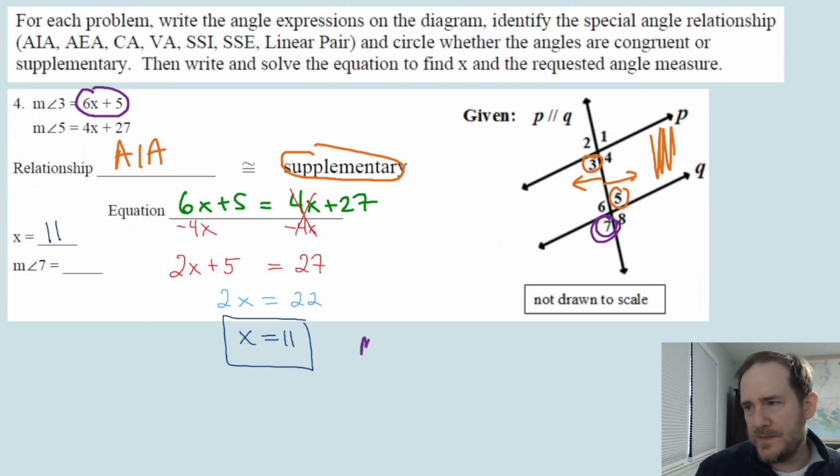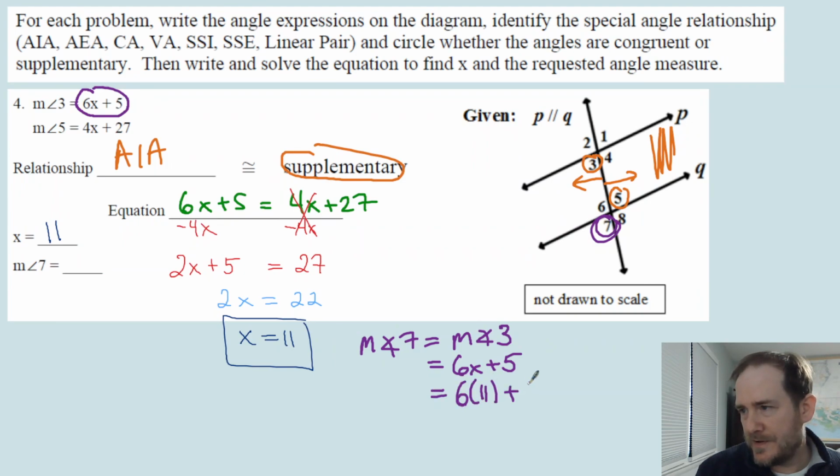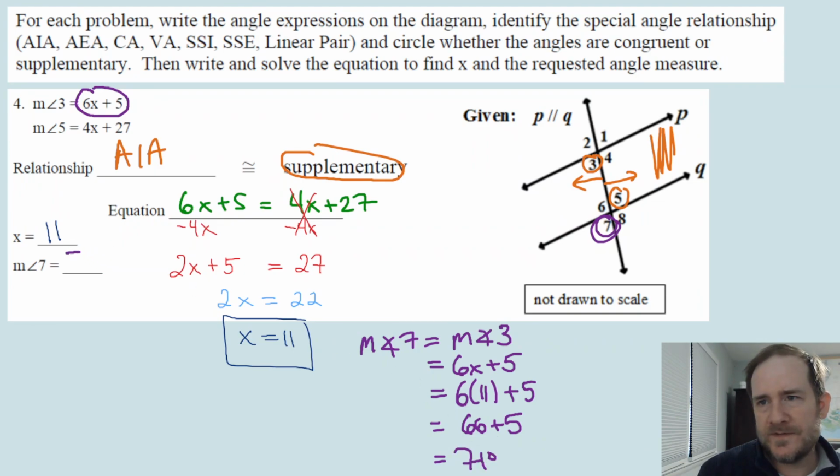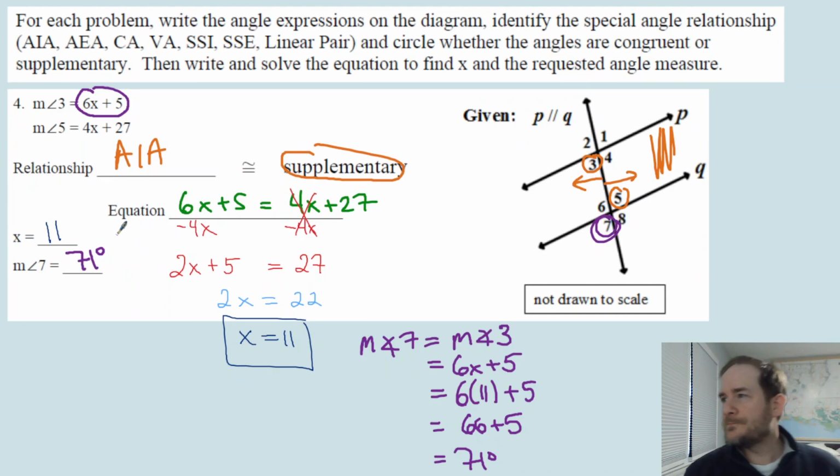So we can say the measure of angle 7 equals the measure of angle 3. And the measure of angle 3 is 6x plus 5. But I know that x is 11, so 6 times 11 plus 5 should give me my answer. So that's 66 plus 5, which should be 71. Sorry, got ahead of myself. 66 plus 5 equals 71. So 7 is 71 degrees.